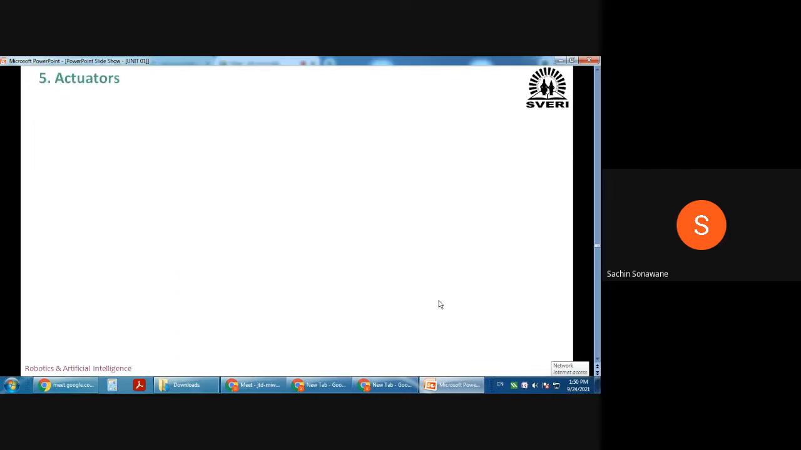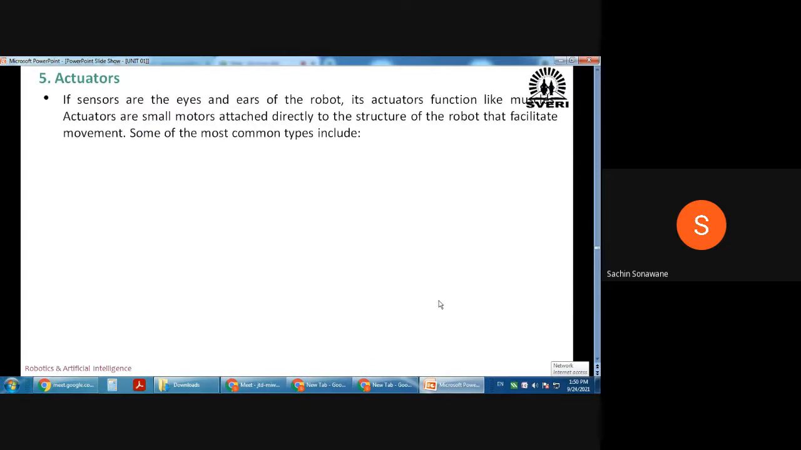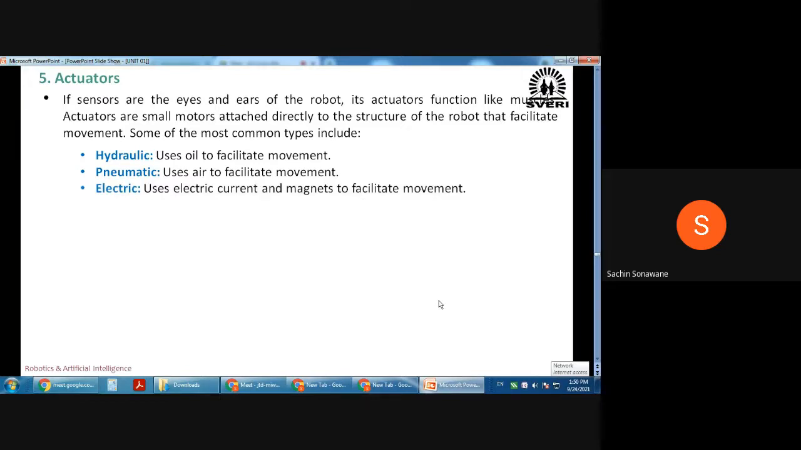Then actuators. If sensors are the eyes and ears of the robot, its actuators function like muscles. Actuators are small motors attached directly to the structure of the robot that facilitate movement. Some of the most common types include hydraulic, which uses oil to facilitate movement; pneumatic, which uses air to facilitate movement; electric, which uses current and magnets to facilitate movement.